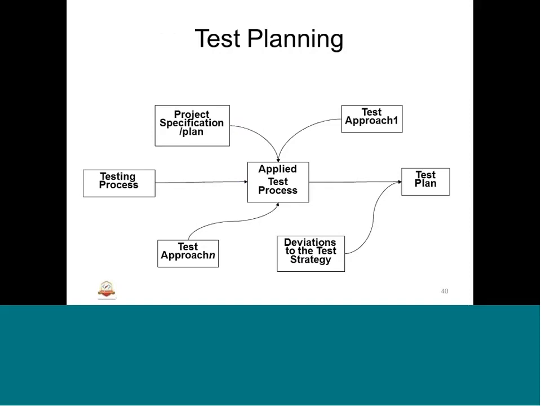You can see a chart here, which I try to depict. There are various things, various blocks. To start with, we are going to have a project specification or project plan. The project plan as an input is used for test planning. The test planning will have an input from the project specification.